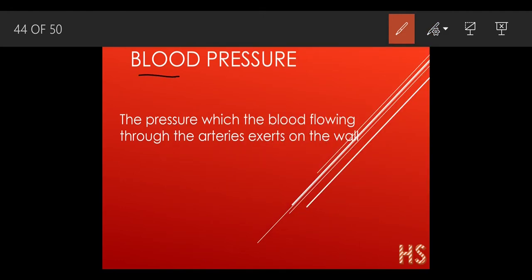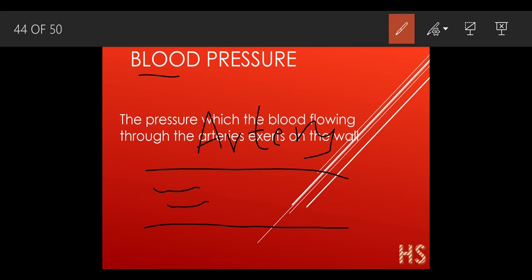Now what do you mean by blood pressure? See, as we all know very well now, the arteries carry the oxygenated blood, with the force it has to carry. Okay, this is the blood vessel. Suppose this is an artery. So inside the artery, what is going to flow? Definitely blood is going to flow. So how much pressure it is exerting on the walls of the artery helps us to know about the blood pressure.